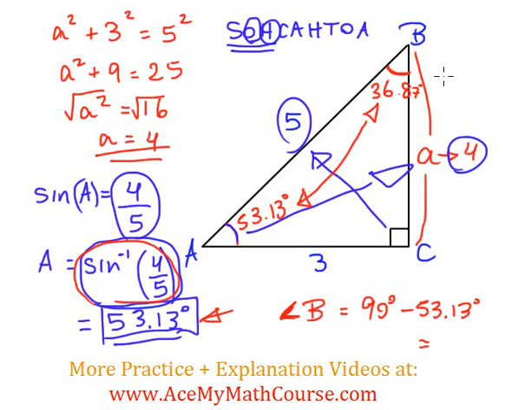So we have all angles, we have all sides. So this right triangle has been solved.